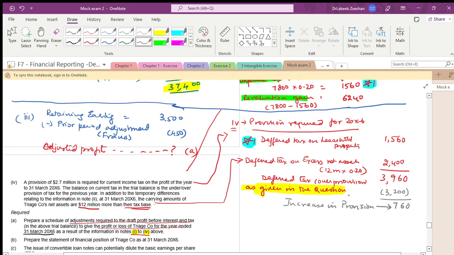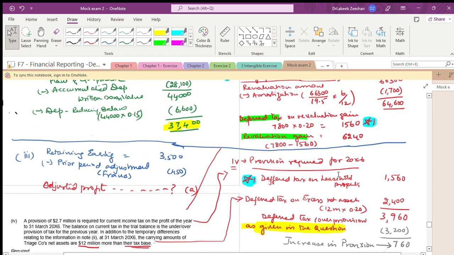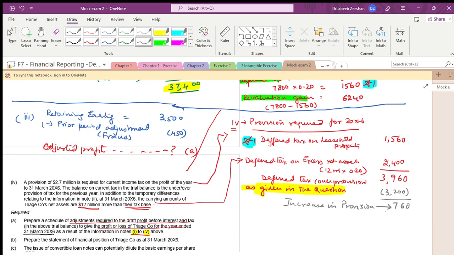What we have to do? I will explain again. Whatever deferred tax, the deferred tax on the leasehold property, we have to divide. We have to classify own property and leasehold property. First, we will create it for the increase in provision. And deferred tax on the leasehold property, we have to reduce it.